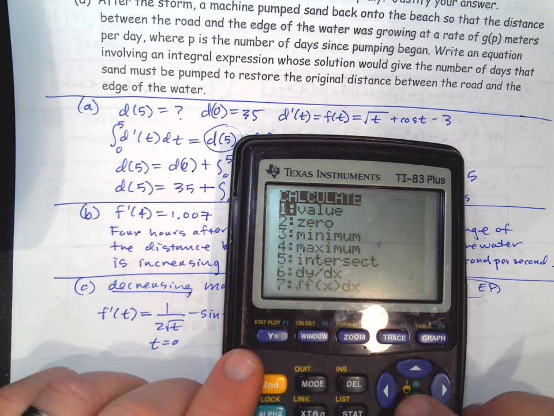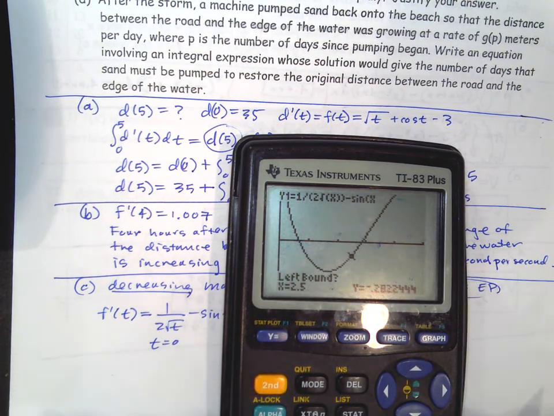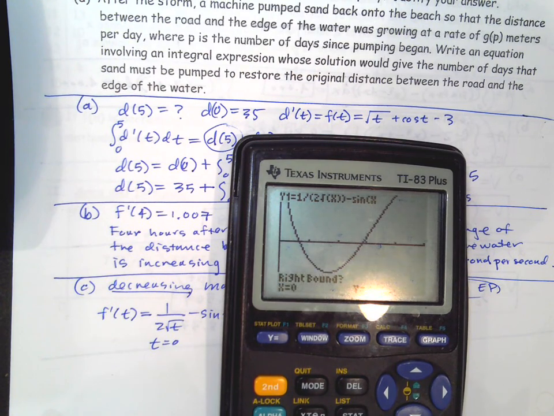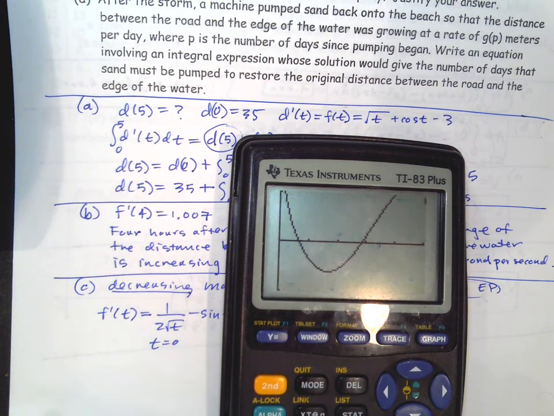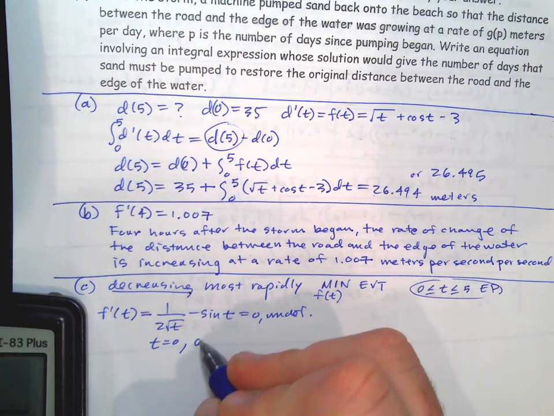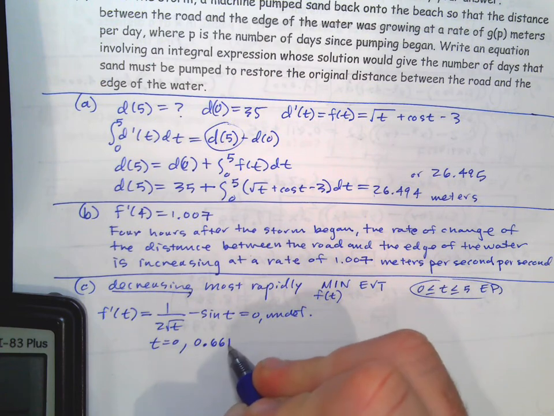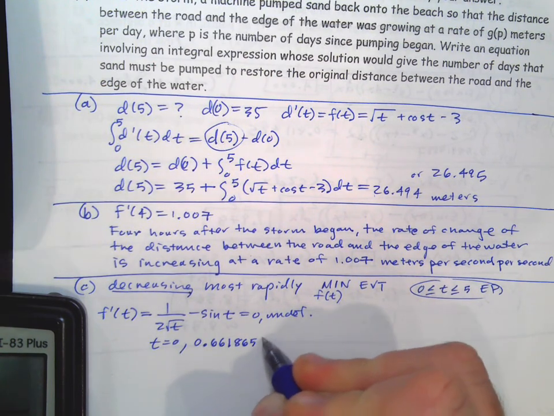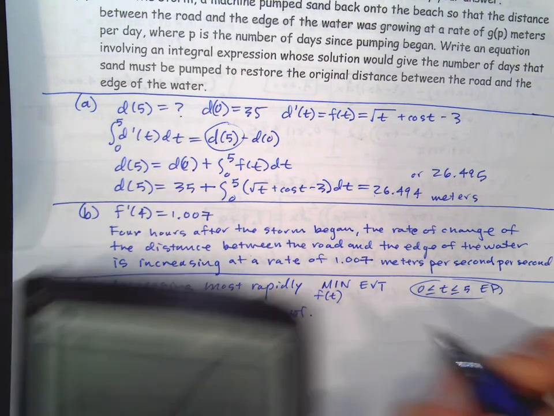Second, calculate 0. Between 0 and 1, I'm going to guess 0.7. There it is. So we're going to write t equals 0.661865548. Carry more decimal places. You're going to use these in calculations.